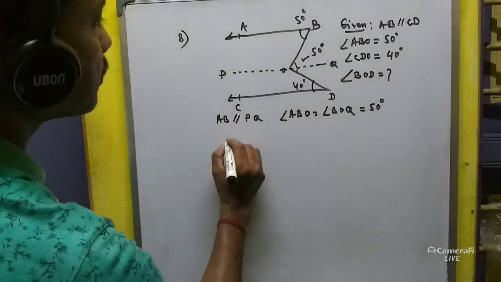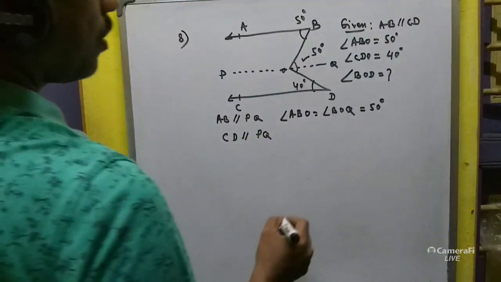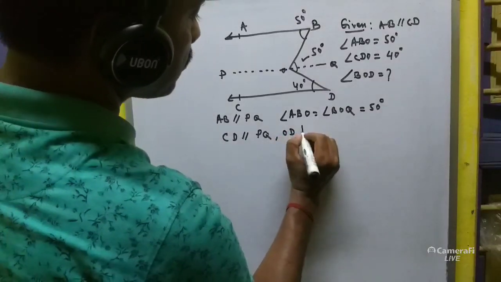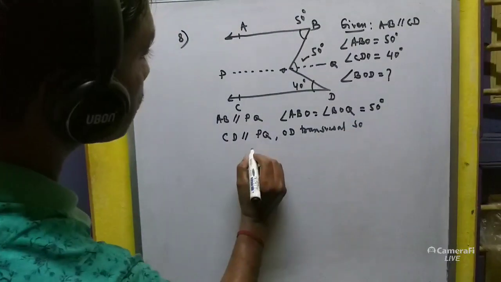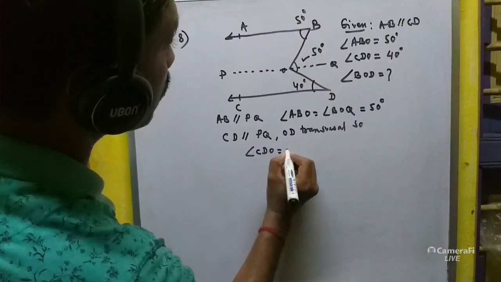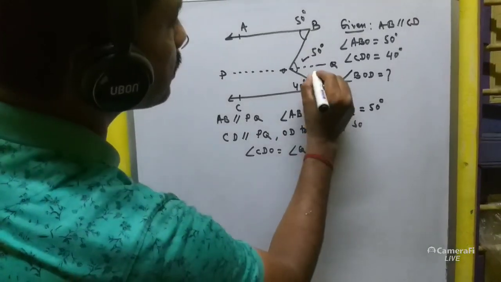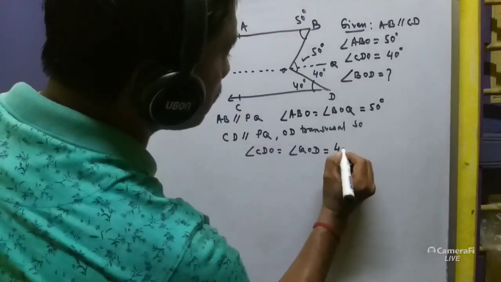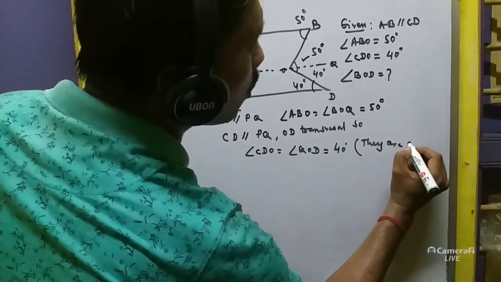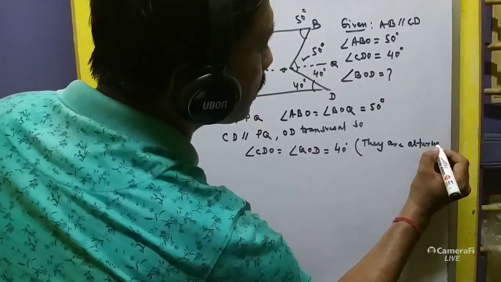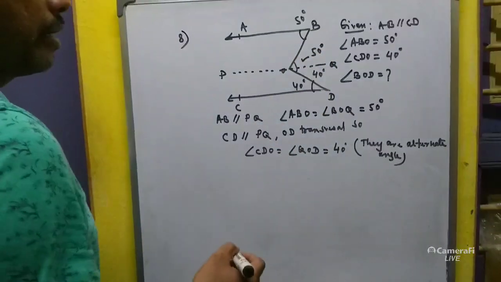Now next, CD parallel to PQ and OD transversal. So angle CDO, angle QOD equal to, look at, this is 40 degree. They are alternate angles. In this case, this is also alternate.